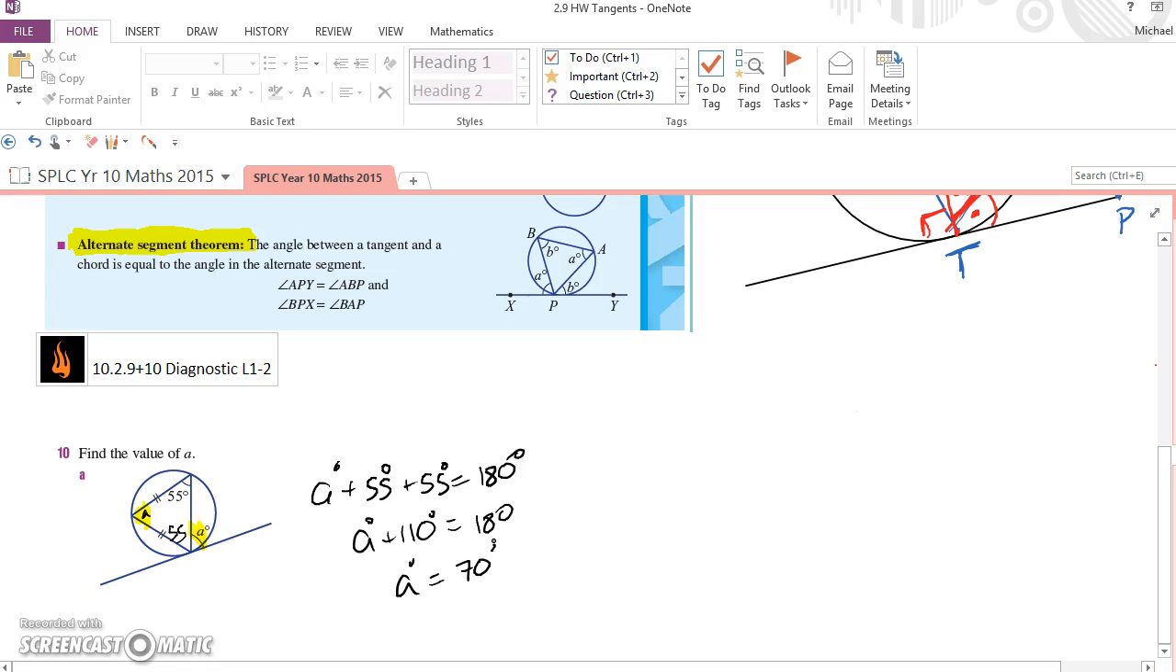It's really easy, this one, guys. Get stuck in. You'll be over and done with in no time.